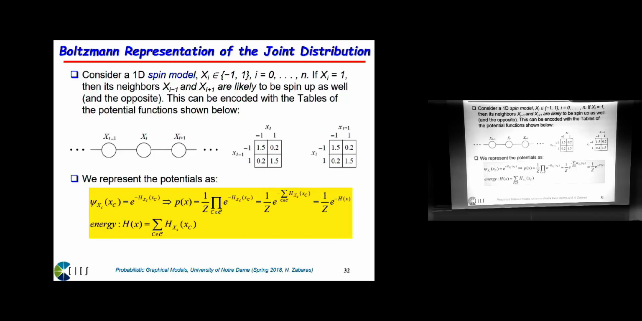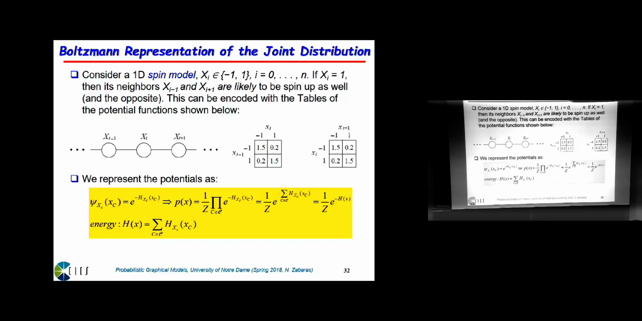So you write this joint distribution as the product of potential functions of the form e to the -8. Okay? This product will lead to a summation of the potentials, and this is basically your Hamiltonian for the system. This is the energy of the system, which is the summation of the energies over each clique.